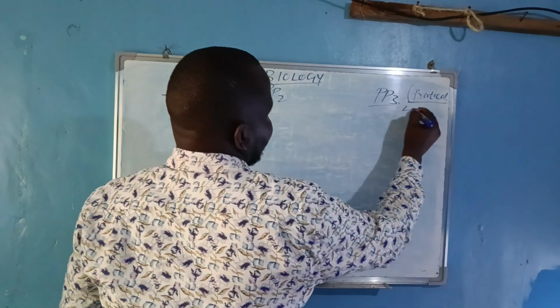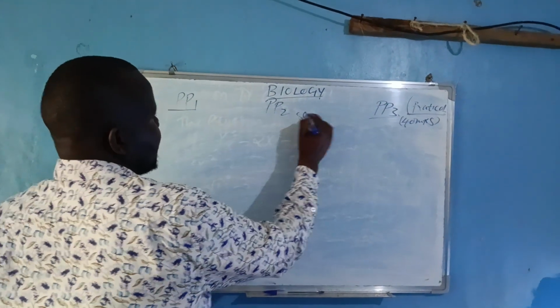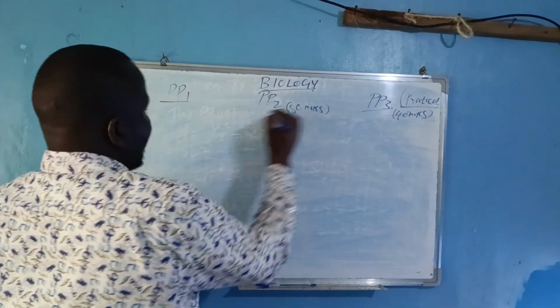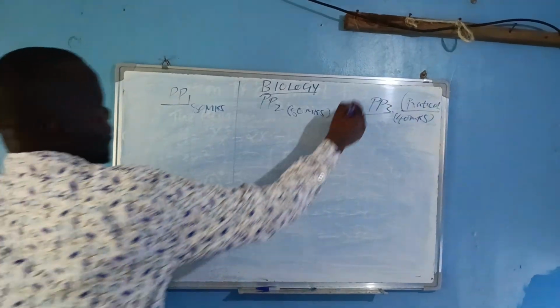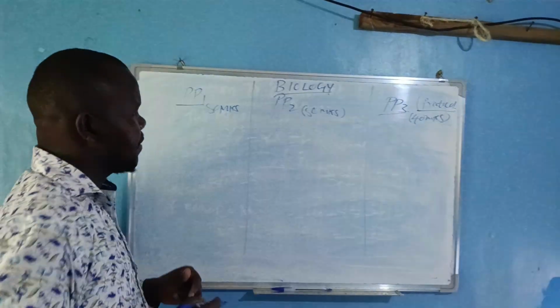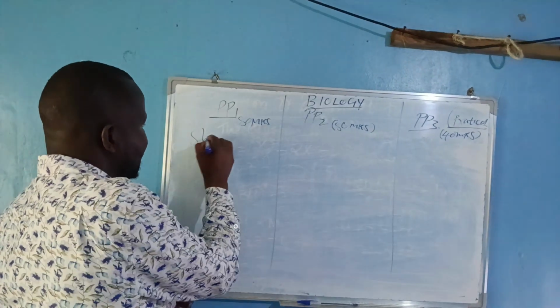The marks: we have 40 marks, 80 marks, and 8 marks. So in terms of the breakdown of these papers, paper 1 is short answer questions.